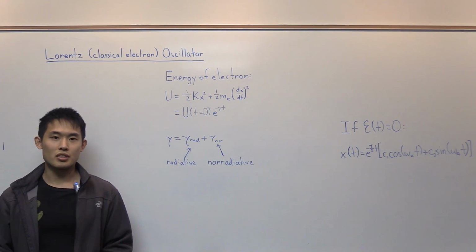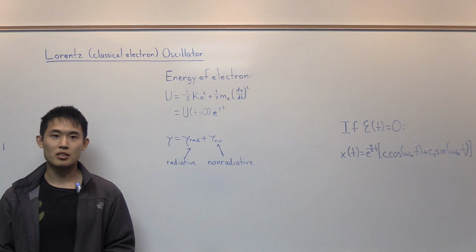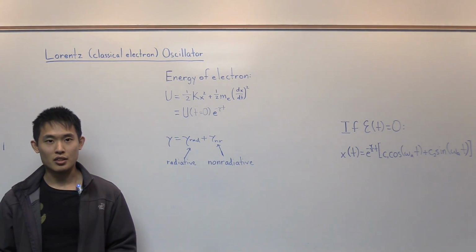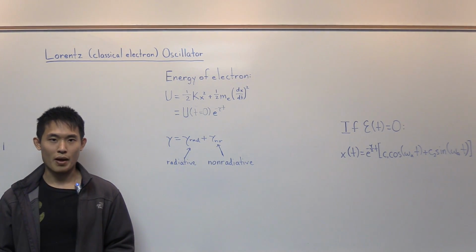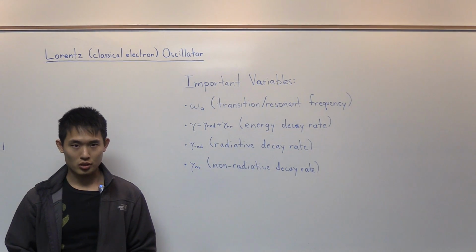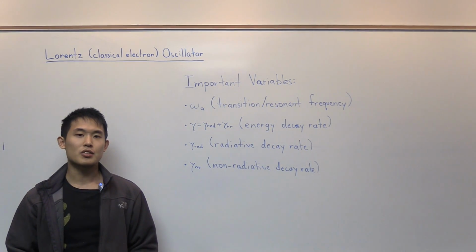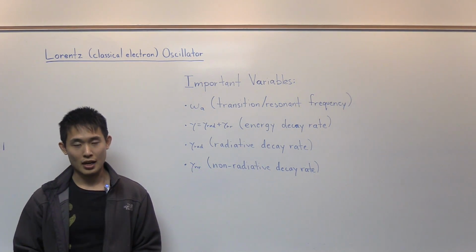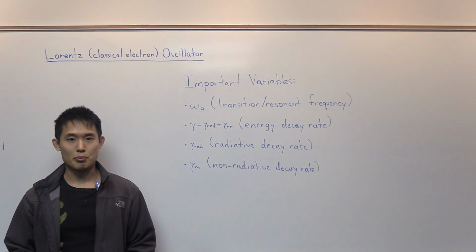If you want to calculate these decay rates properly, you need quantum mechanics. However, you can also calculate these decay rates for the Lorentz oscillator, and the values are of the same order of magnitude. We've now finished introducing the classical model of the atom. In the next video, we'll calculate both the dipole moments and the polarizations due to these atoms, as well as introduce the concept of dephasing.